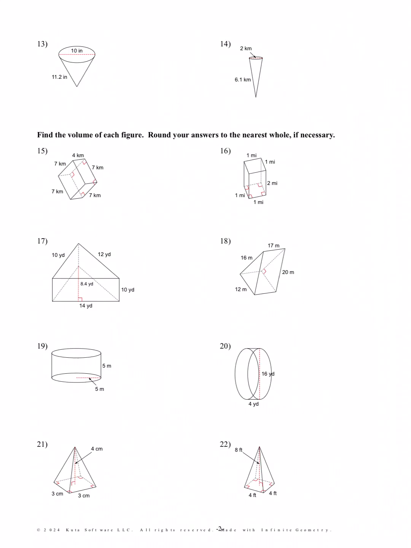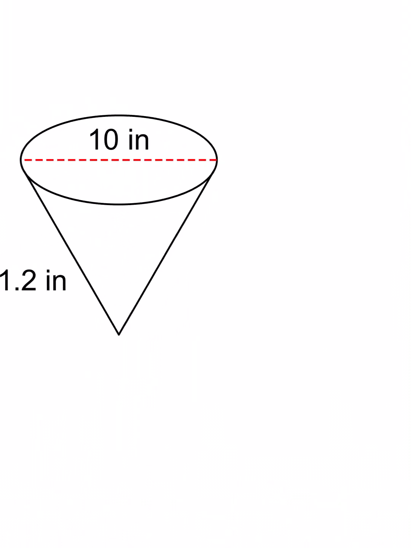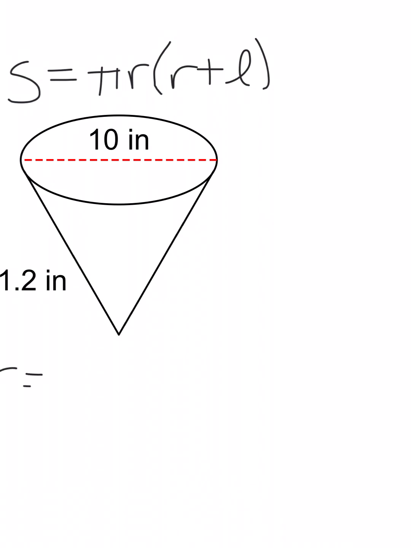Flip to the second page. Number 13. What is the shape on number 13? Cone. And what are we still looking for? Surface area. Okay. So surface area of a cone. What is that formula? Pi r times r plus L. Make sure we're looking at the right formulas. Okay. What are the two things we need to know? Radius and slant height. Good.